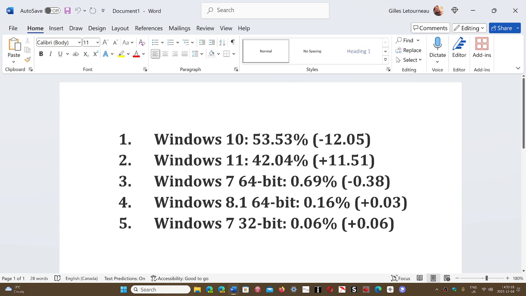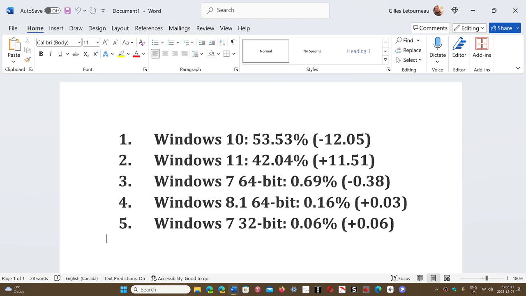And Windows 11 has gained a lot, moved up to 42%, up 11.5%. So basically, Windows 11 is taking a big chunk, if not all, of the Windows 10 users that have left. Which actually means that gamers on Steam seem to move to Windows 11 at a very fast pace. So that's a lot of people for gamers.